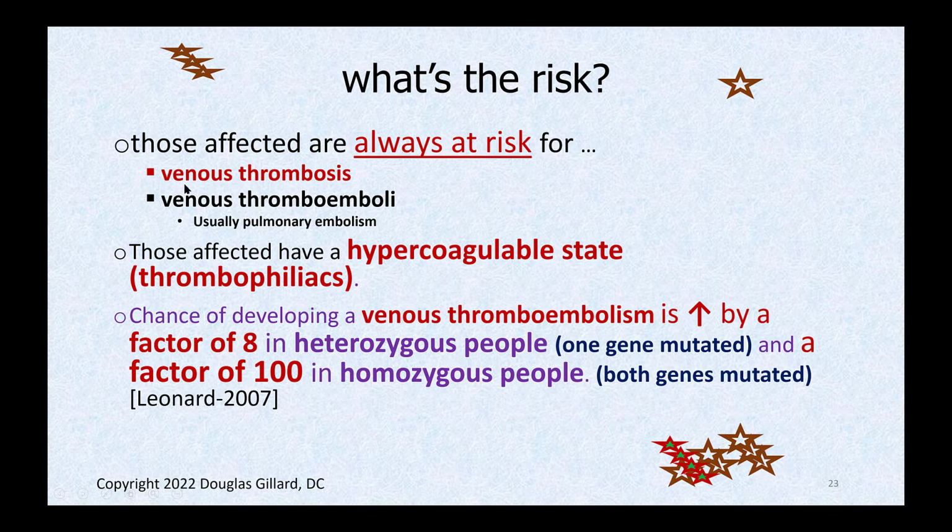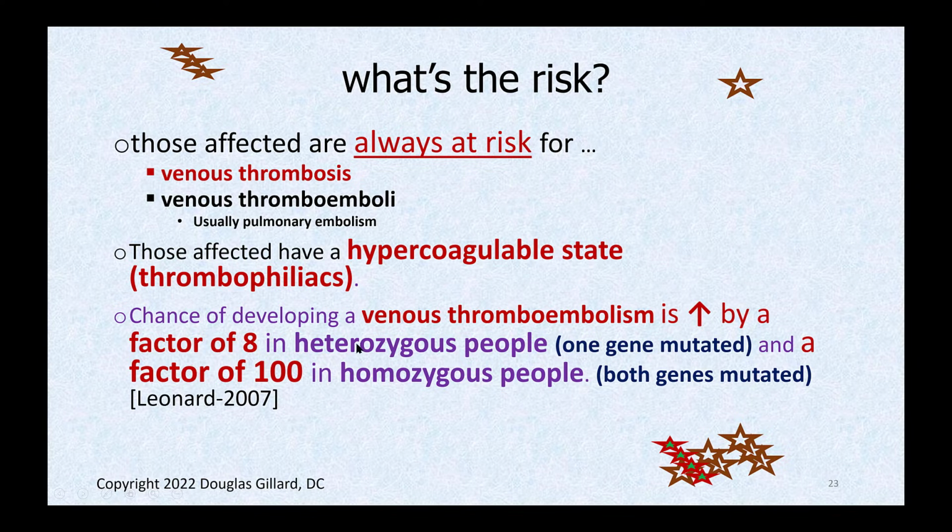So they're at risk for venous thromboembolism and venous thrombosis, which can progress into an embolism, venous thromboembolism, which could probably end up as a venous pulmonary thromboembolism. See how all those words work.